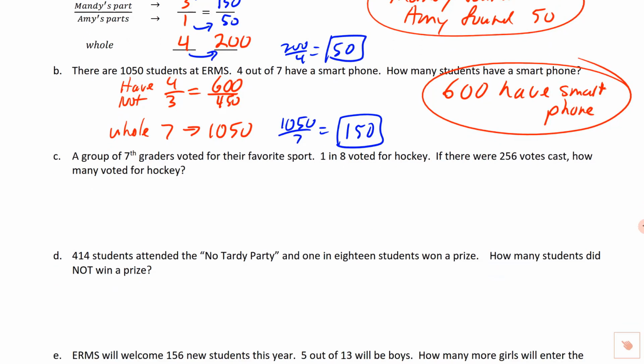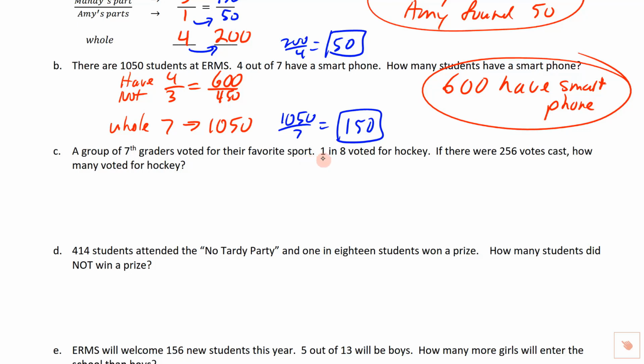Okay, next one. A group of 7th graders voted for their favorite sport. 1 in 8 voted for hockey. There were 256 votes cast. We could probably throw in the word altogether. How many voted for hockey? So here we go. So hockey, not hockey, and then the whole, or in other words, all together. So hockey is 1 out of 8, so that would be 7 did not vote for hockey. I'm going to make that look a little bit better. And there were 256 votes cast altogether, so this would be 256.